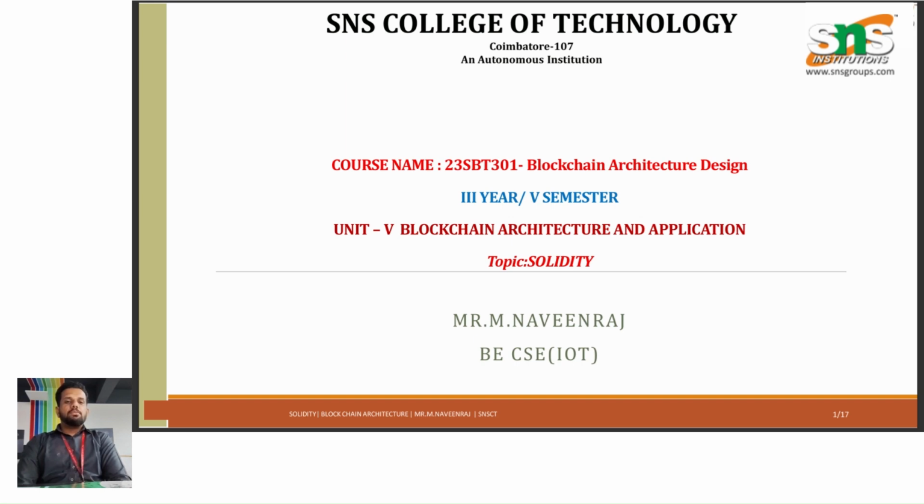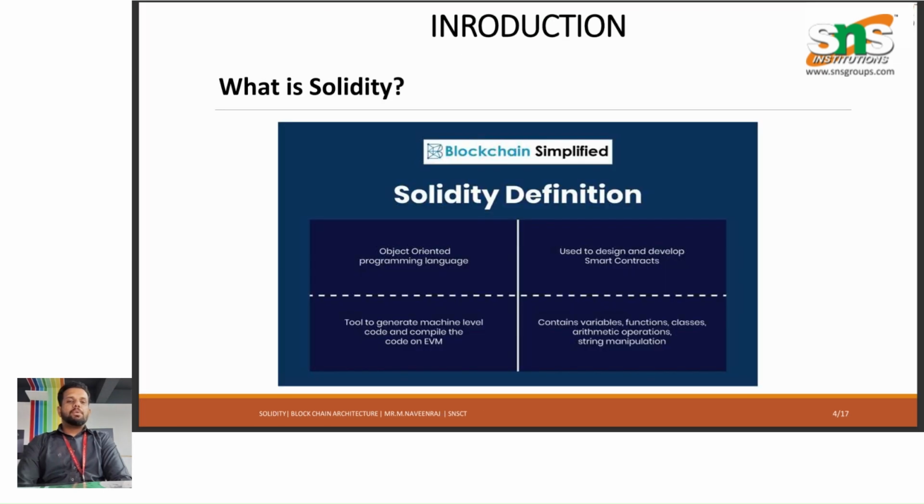Today we are going to see about blockchain technology. The topic is Solidity. So what is Solidity? Solidity is a high-level object-oriented programming language used for writing smart contracts on the Ethereum blockchain. Smart contracts are self-executing agreements where the rules and terms are directly written into the code and automatically enforced without intermediaries.